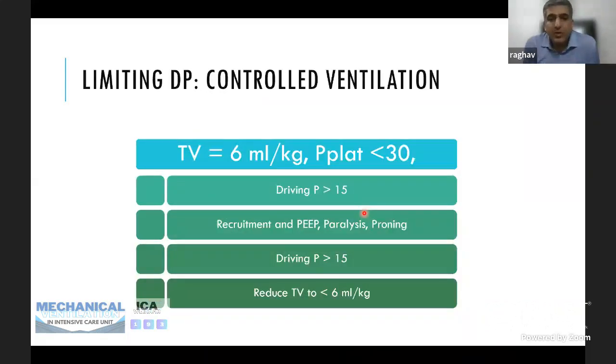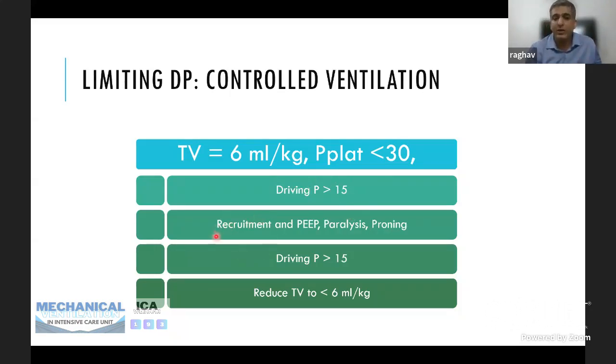So how do you limit the driving pressure? First and foremost, limit the tidal volume to 6 ml per kg and plateau pressure to less than 30. If you have met these two criteria, then you should calculate the driving pressure, which is nothing but the difference between plateau pressure and PEEP. If your driving pressure is more than 15, then you should try other methods to reduce it.